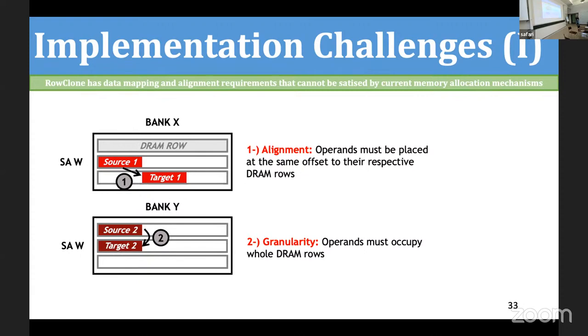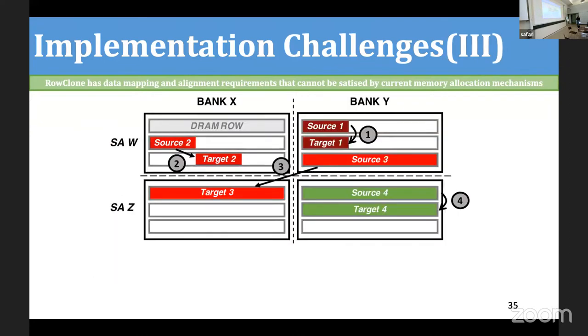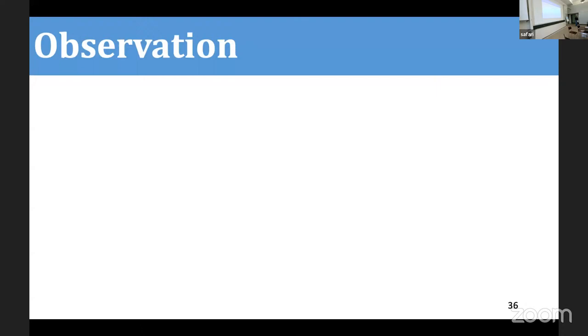Then we have granularity. So operands must copy the whole DRAM rows. This is because we can maybe overwrite data if it's not available. And the third is the mapping. So basically, the objects must be placed in the same subarray, because we can only perform copy inside the same DRAM subarray. And this case satisfies all three requirements.